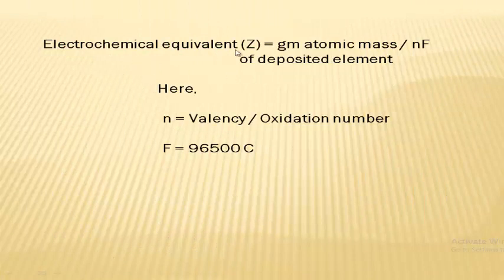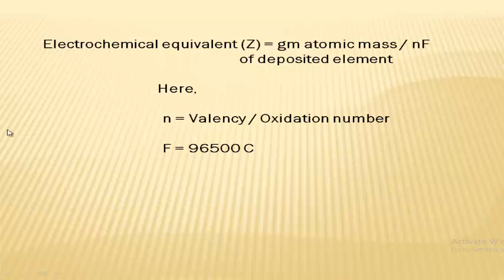Like this way, electrochemical equivalent is the gram atomic mass of the deposited element divided by nF. What is n? n is the valency or oxidation number, that means the number of transferred electrons, and F is for Faraday.